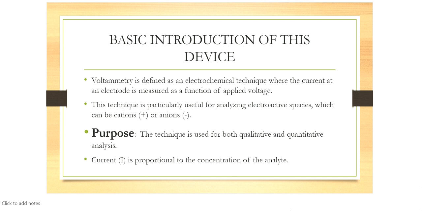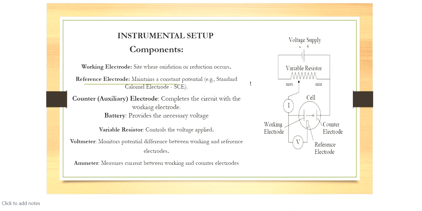Now here is the experimental setup and components during our experiment. So, the instrumental setup. This is a device which contains three types of electrode. One is the working electrode, the reference electrode, and the auxiliary electrode, and an ammeter which is measuring the current, and a voltmeter which is measuring the voltage across the electrodes, and a variable resistance which is used to divide the potential difference across the electrodes, and a battery which will supply the voltage across the electrodes.